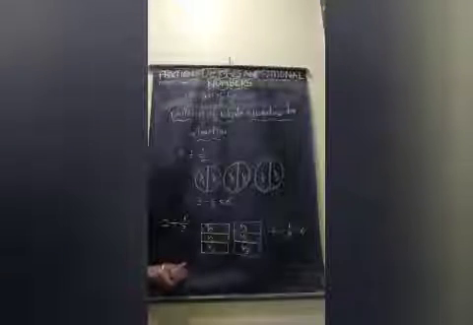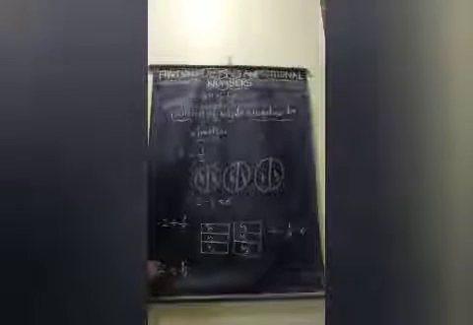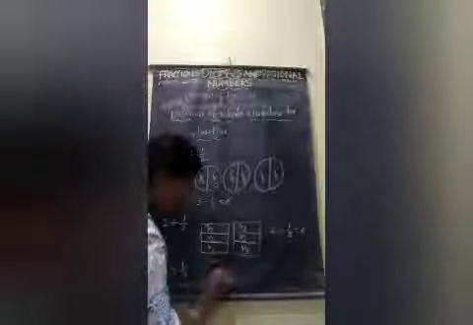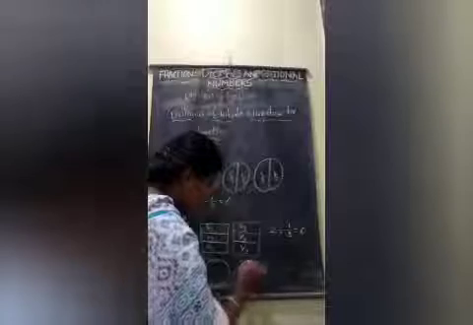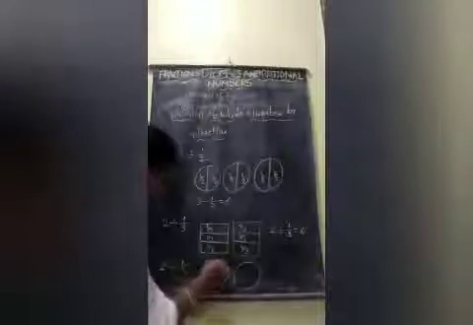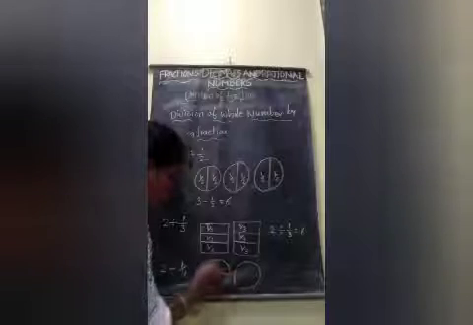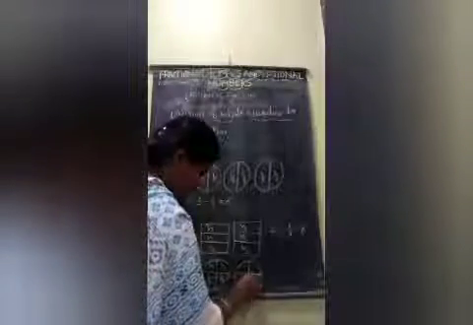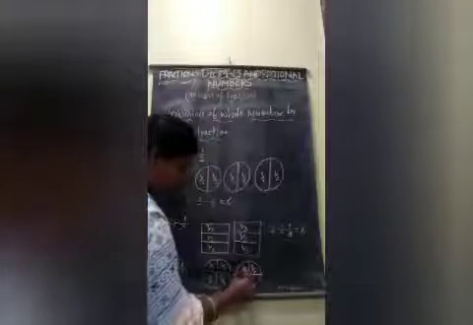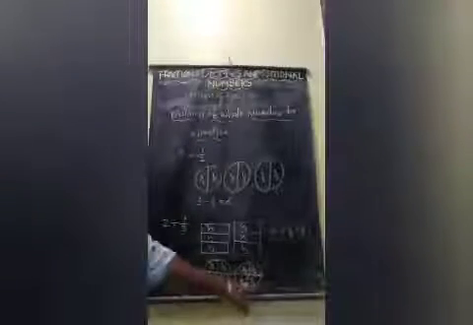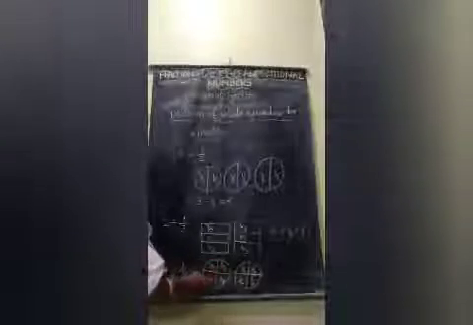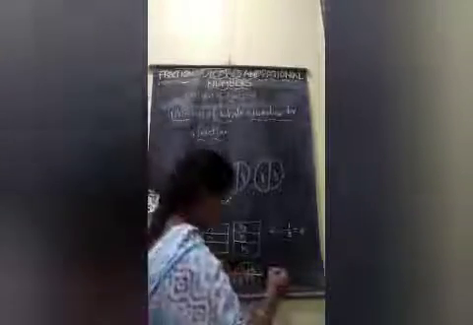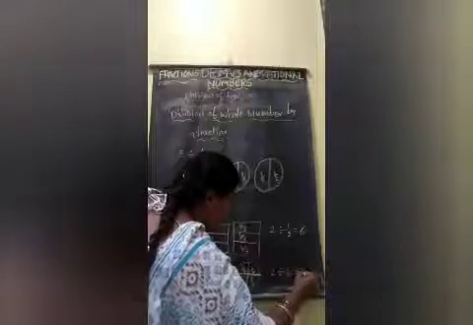Let us take another example. 2 divided by 1 by 4. That means how many 1/4s are there in 2? How many 1/4s are there in 2 wholes? A circle, square or rectangle is divided into 4 parts. One part is represented as 1/4. How many 1/4s are there? 1, 2, 3, 4, 5, 6, 7, 8. That is equal to 8.